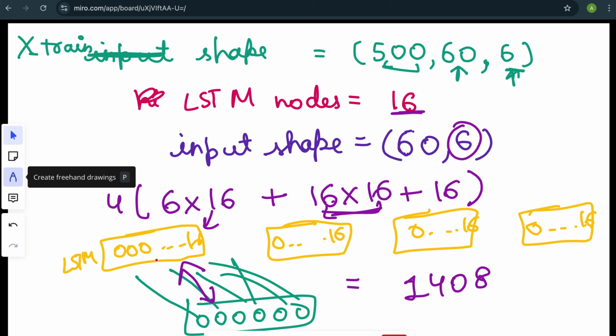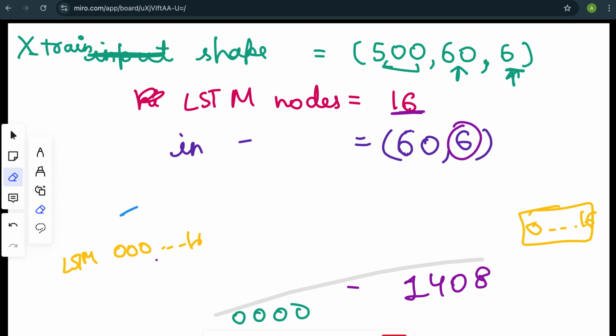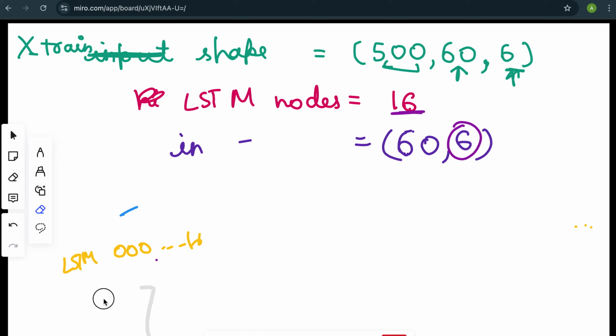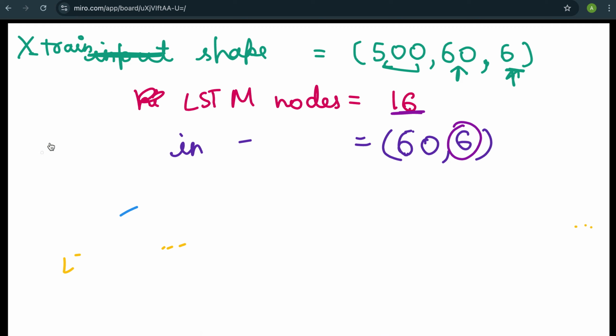I already calculated here, but no worries, we'll do it again. So first of all, let's talk about the X_train.shape. X_train.shape is 500, 60, 6. That means we have 500 sequences in our data, and each sequence will unfold 60 times, and there will be 6 features to represent each timestamp.